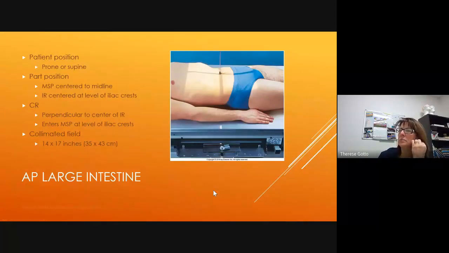Okay, AP is just going to be centered to the midline. The IR is at the iliac crest for all of these, 14 by 17. Central ray is perpendicular, so no angle. So MSP and iliac crest, easy peasy.